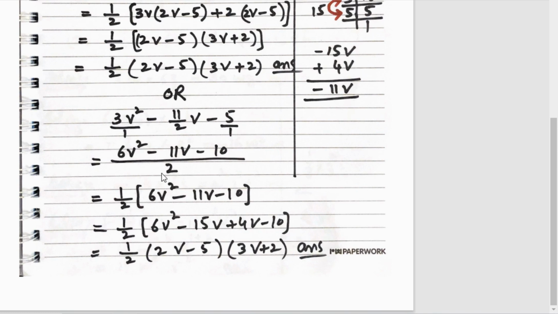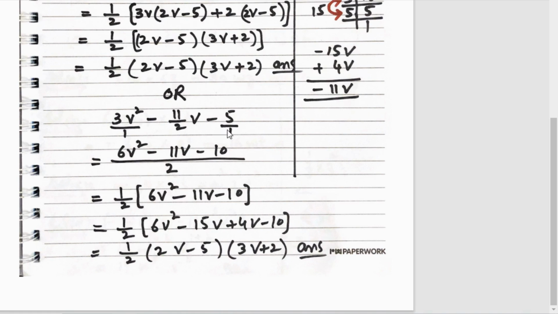2 divided by 1 is 2. Definitely 2 divided by 1 is 2. So 2 is the answer, and the answer will be multiplied by the upper term. We will get 6v square over here, minus. Now divide 2 by 2. 2 divided by 2 will be 1, and 1 multiplied by 11v will be 11v. v is the upper term, and it will come with 11.